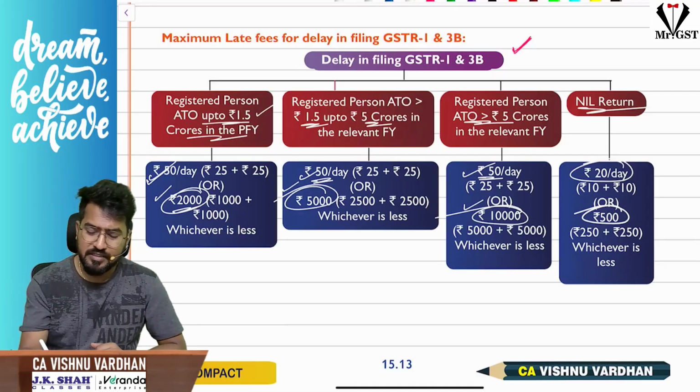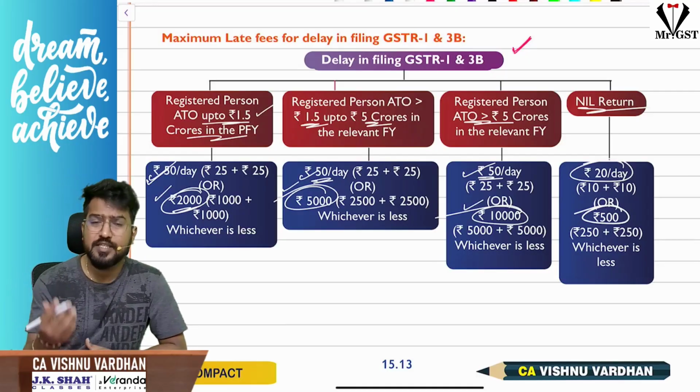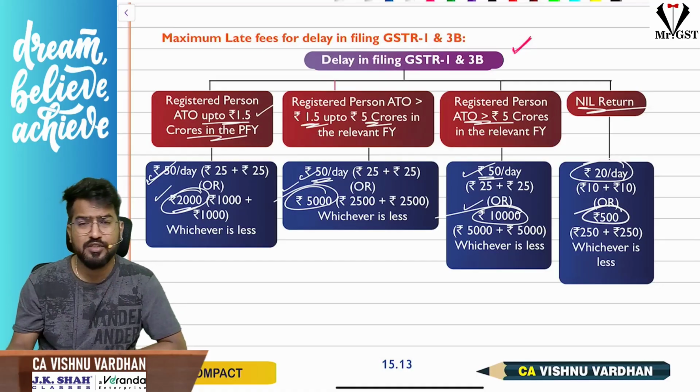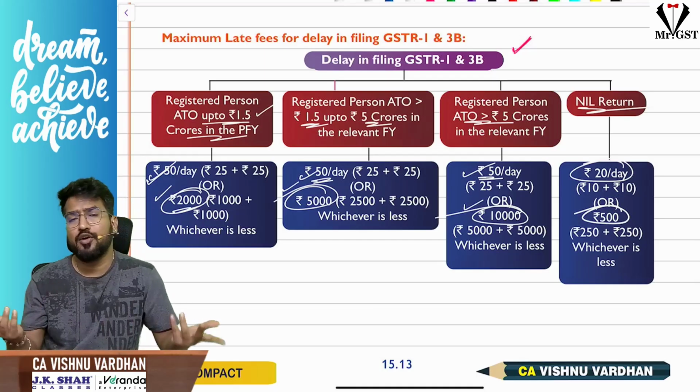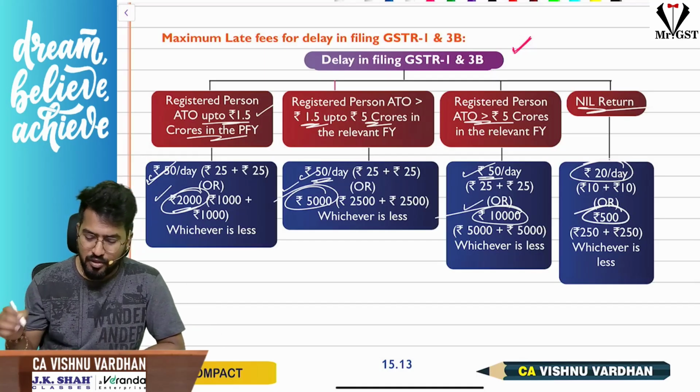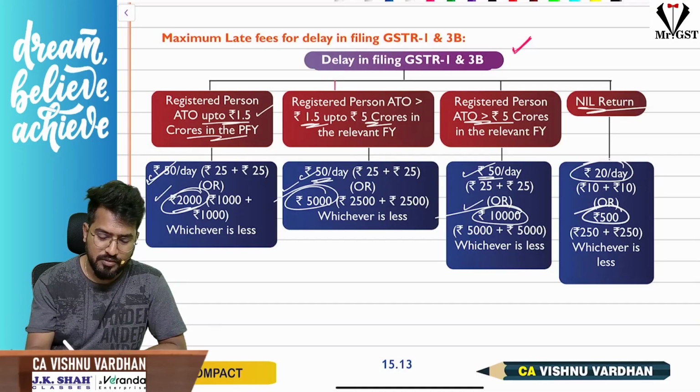And imagine same thing for GSTR 4. GSTR 4 means composition dealer whose aggregate turnover does not exceed 1.5 crores. So this provision and this provision will be applicable for composition dealer. These 2 points will not apply. Okay, so that is the concept.